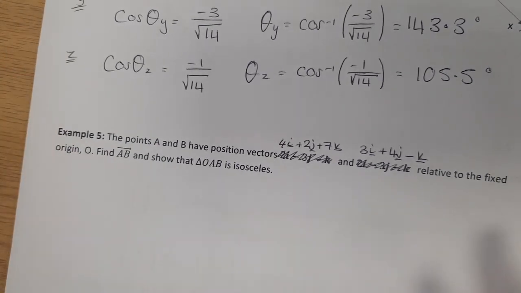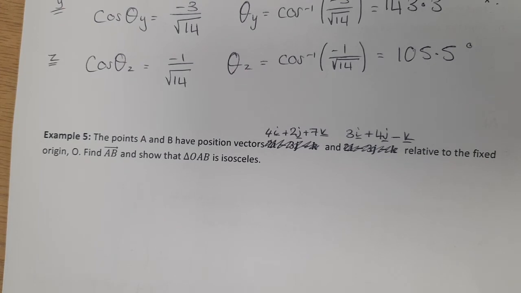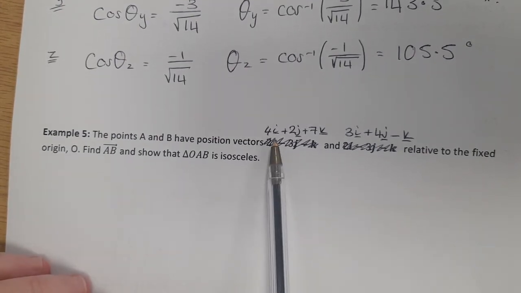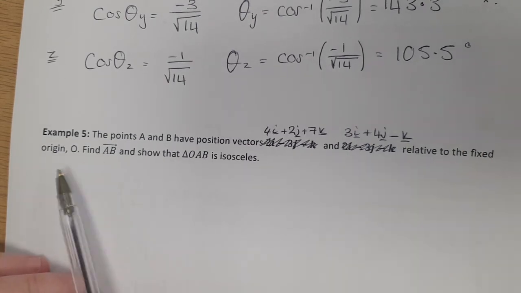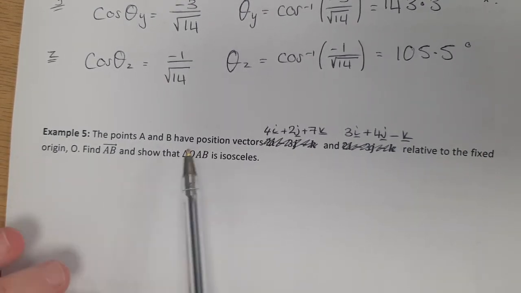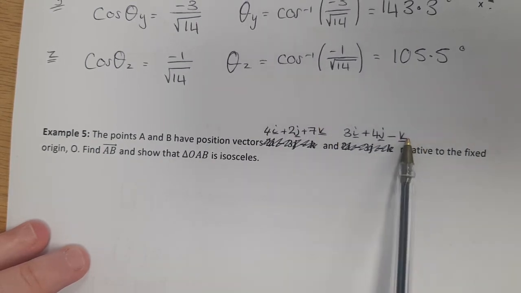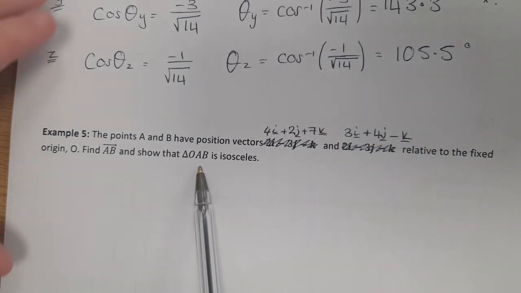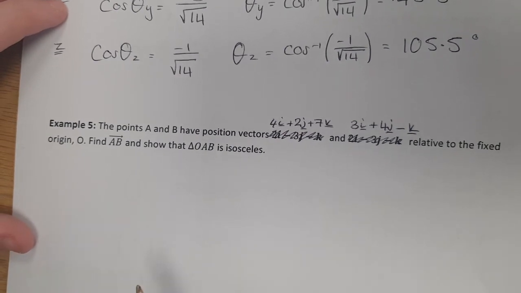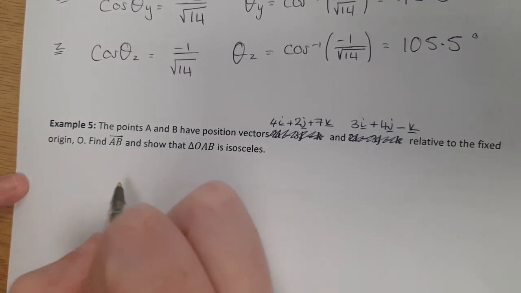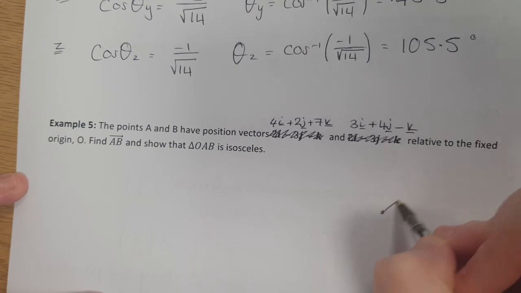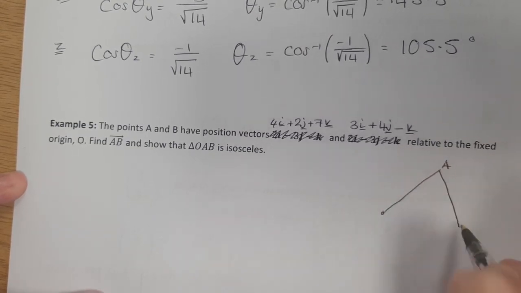So, as beautiful as my typed up worksheet was, what I've actually got is that this should be my 2 vectors relative to the fixed origin. We're going to find A, B. Obviously, A is mentioned first, so this is vector A. B is mentioned second, so this is vector B. And then we want to show that the triangle OAB is actually isosceles. So, first things first, just to get you an idea of what we're doing.